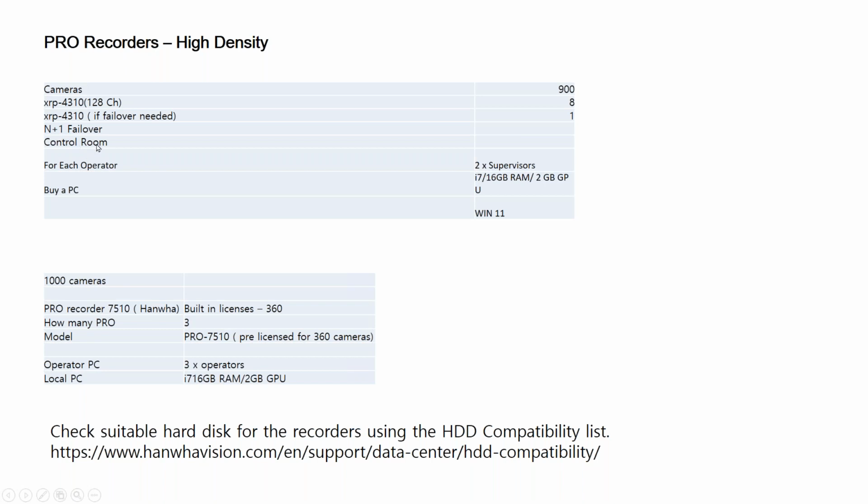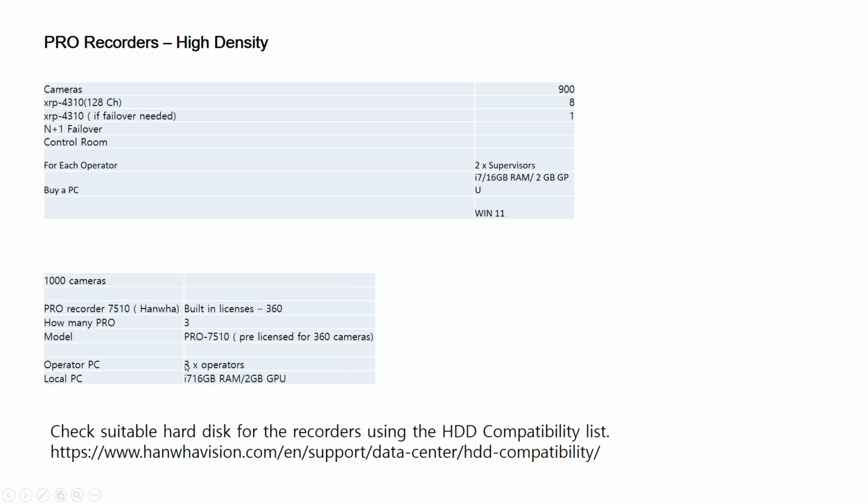All right, in the control room, I have operator, 2 supervisor operators. All right, and so for them, and they have let's say 2 monitors. I'll buy i7 16 GB, 2 GB graphics card with Windows 11. That's it. Server, it's already from Hanwha, so I don't have to worry. XRP directly by the same model number. Okay, if you're using PRO 360 camera license, I need only 3 servers for 1000 cameras. It's already pre-licensed.